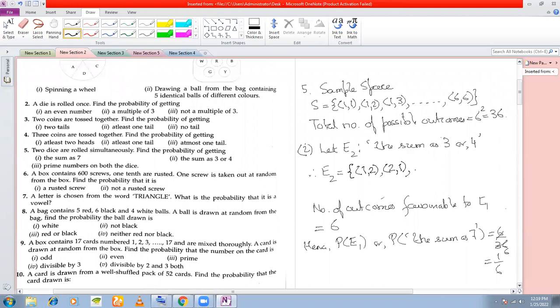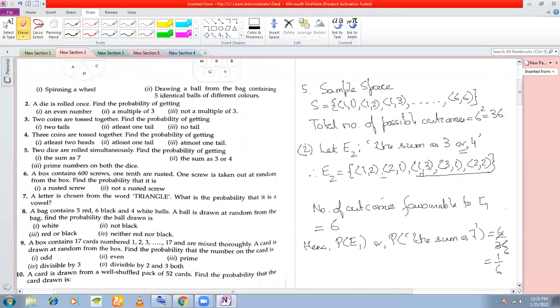In how many ways can I get 4? I can have 1, 3, I can have 3, 1, and I can also have 2, 2. These two will give me the sum of 3, and these 3 will give me the sum of 4. Because there is an OR here, that is why I've taken all.